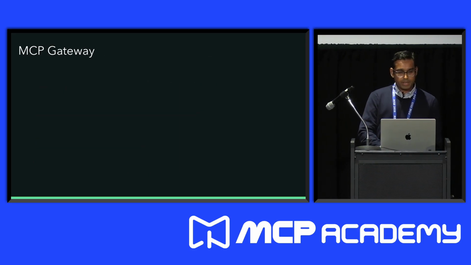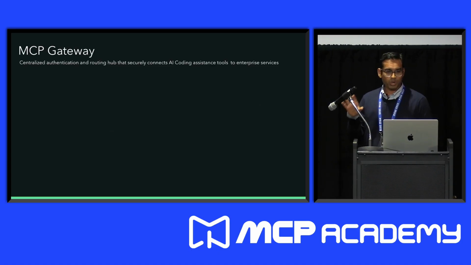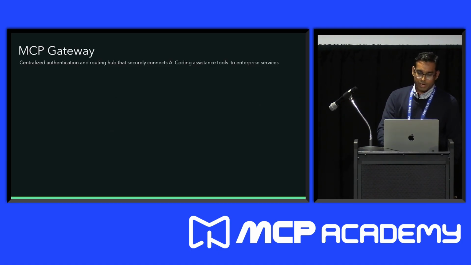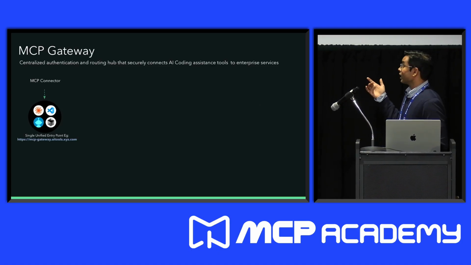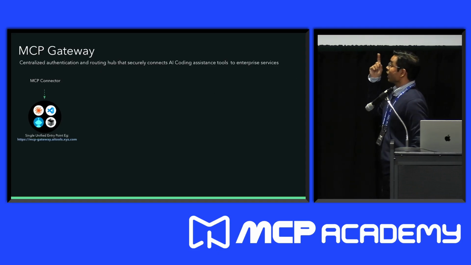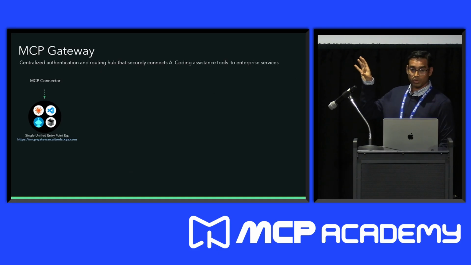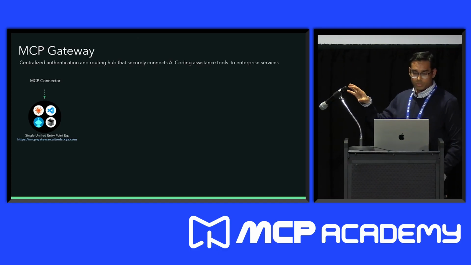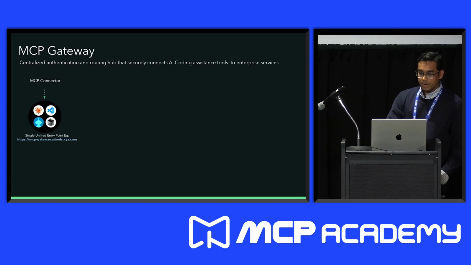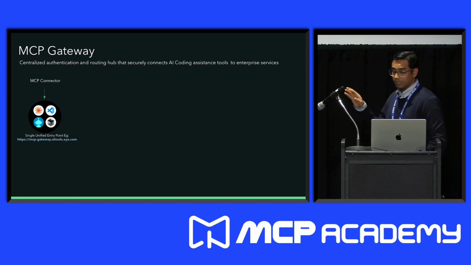Now the gateway, again, is the authentication and routing hub. The way it works is, as we already discussed, we install the MCP connector locally and embed it in the MCP settings of your coding assistant tool. Now, to connect to your backend MCP server, requests have to go through the MCP gateway. Let's look at what features we have in the gateway.